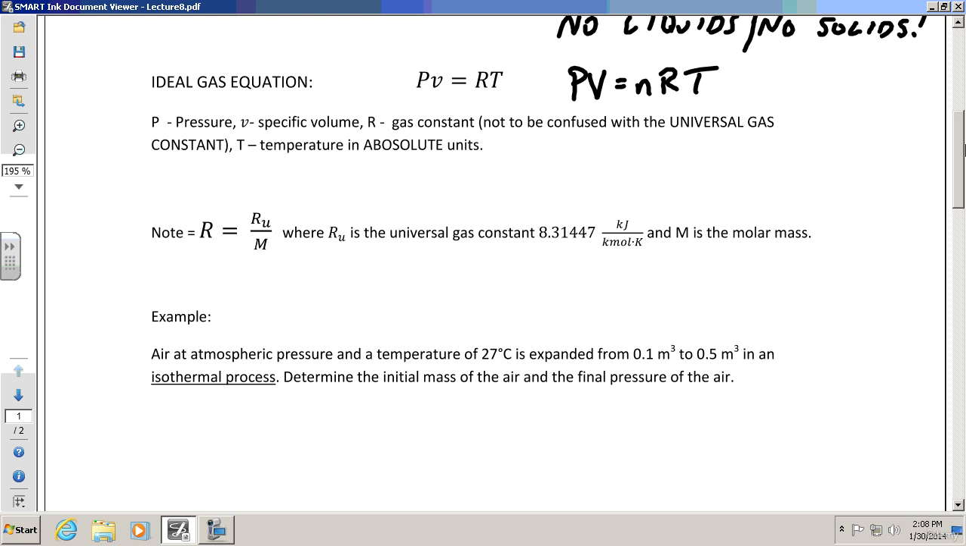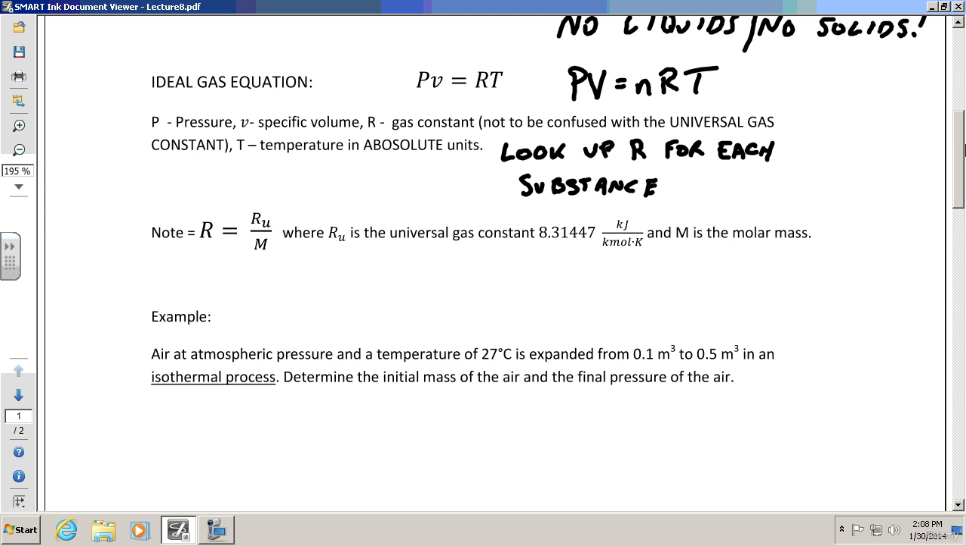And P, of course, is pressure. R is the gas constant, and not to be confused with the universal gas constant, okay? We're not talking about the universal gas constant. Typically, what you're going to do is you're going to look up R for each substance. And actually it's going to make things a lot easier, okay? And the R that you're going to use by far the most is air, okay?